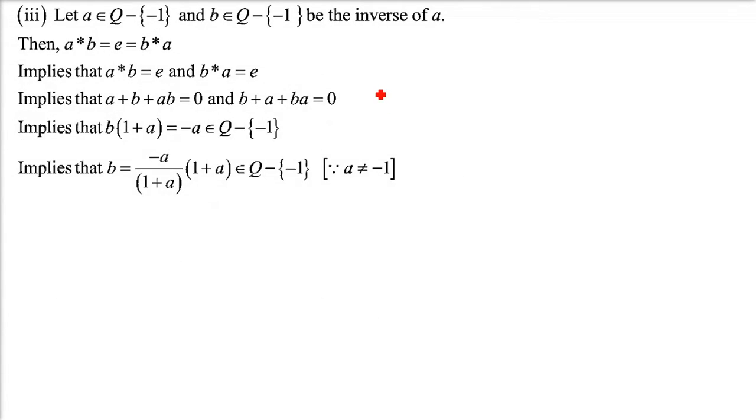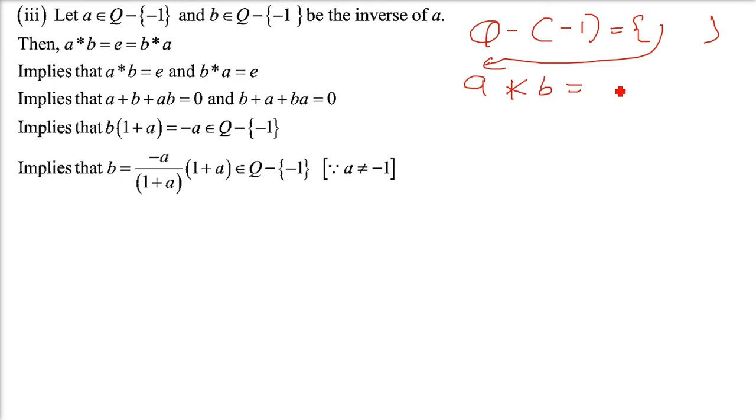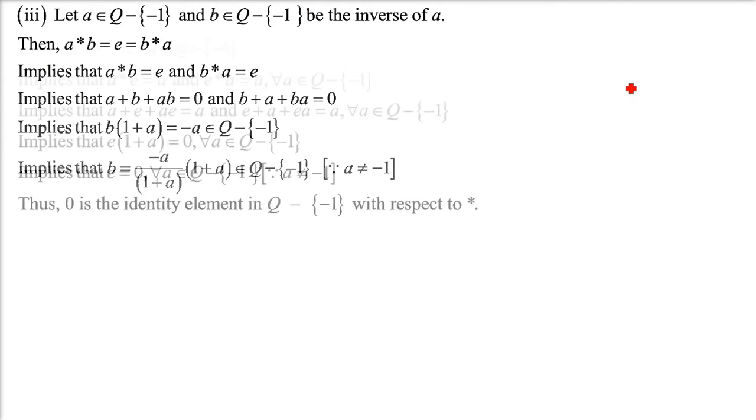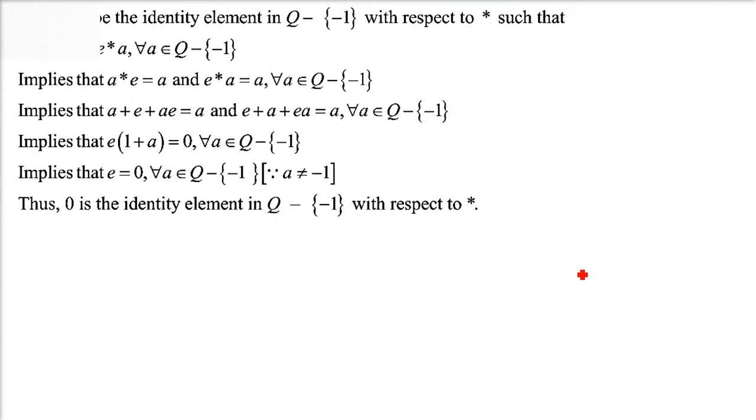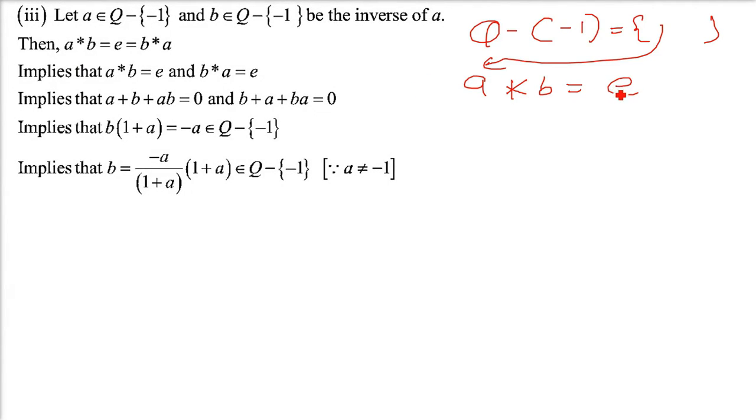Now that we have the identity element, let us see the inverse. In order to get the inverse, we know that when we operate a value with its inverse, the identity element should come back. So you are taking A from here and B also from here. They cannot be equal to negative 1. And when we operate them, we should get E. Since we just got E as 0, we directly replace E with 0. So A star B is given by A plus B plus AB, and this is equal to E, which is 0.